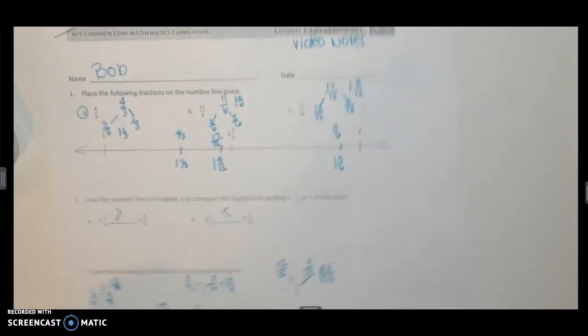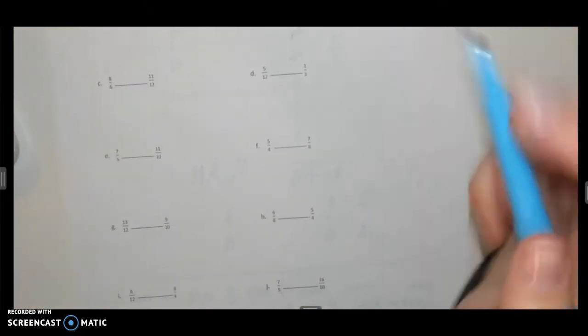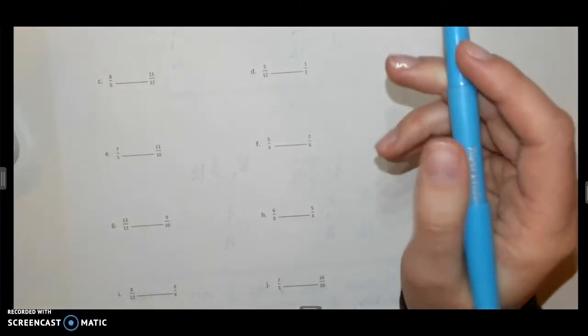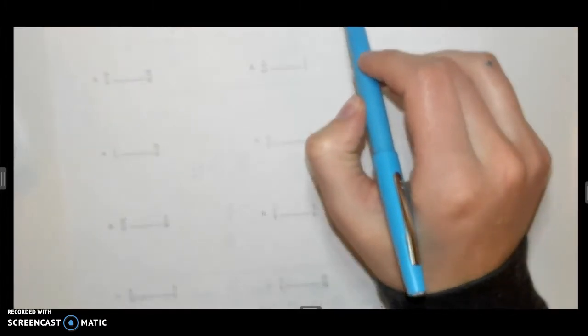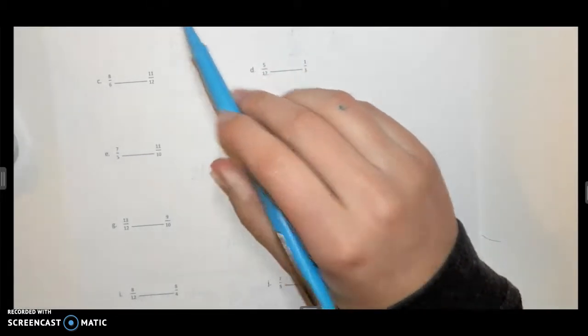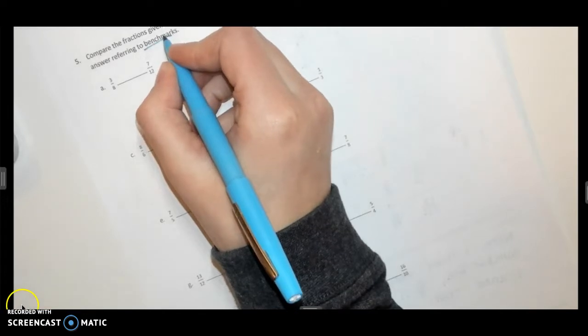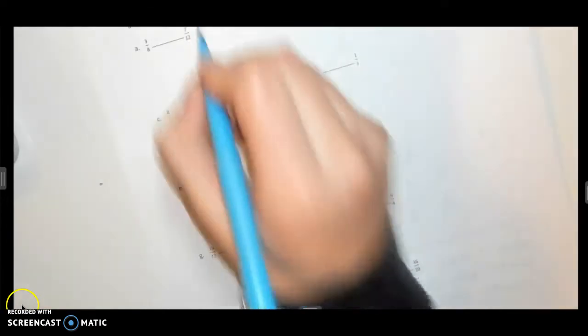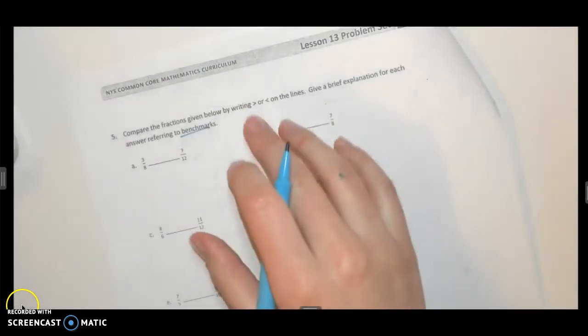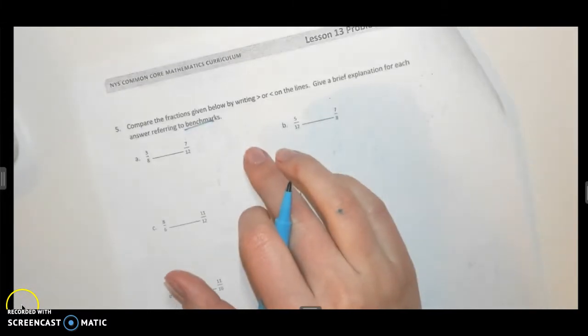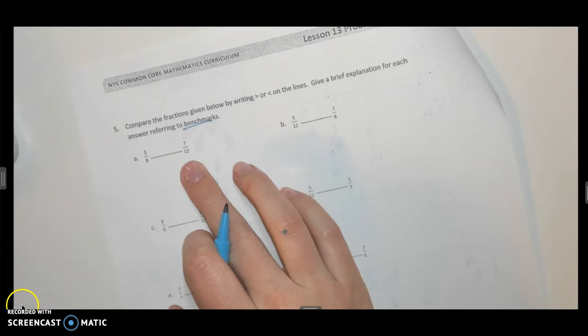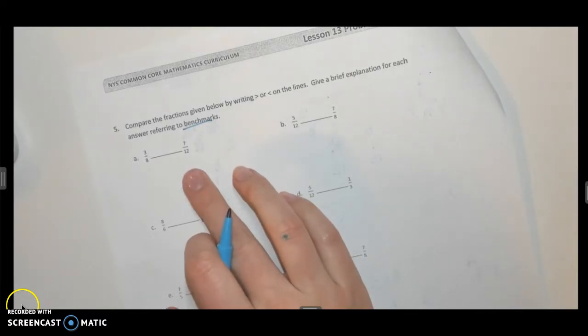There you go. Move on to the next page. Alright, compare the fractions given below by writing greater than or less than on the lines. Give a brief explanation for each answer referring to benchmarks. Benchmarks would be things like 1/2, 1, 0, things like that. So, is 3/8 or 7/12 greater? Which one is greater?